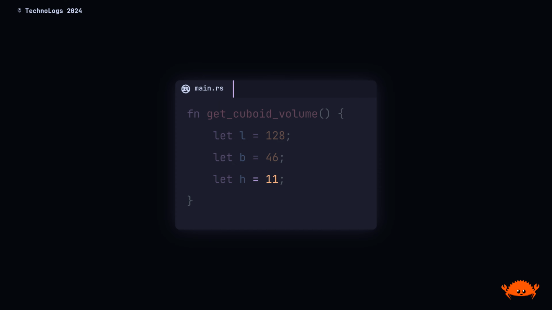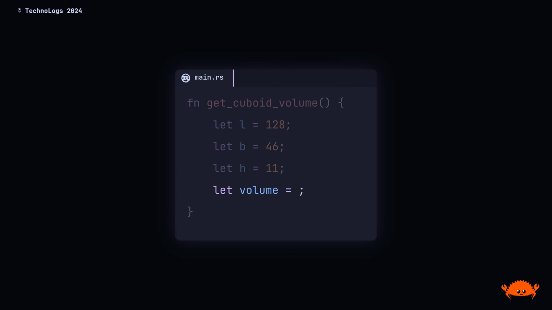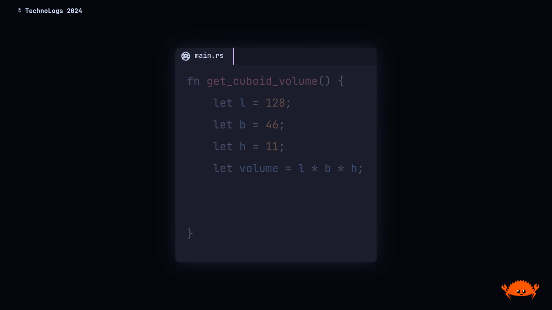Then we will create a variable named volume and set it to the product of the length, breadth and height like this. Now we have found the volume of a cuboid. Let's print it out using the println macro. If we now run our program, nothing will happen. That's because even though we have defined this function, we haven't executed it. To execute this function, we have to invoke it from the main function.